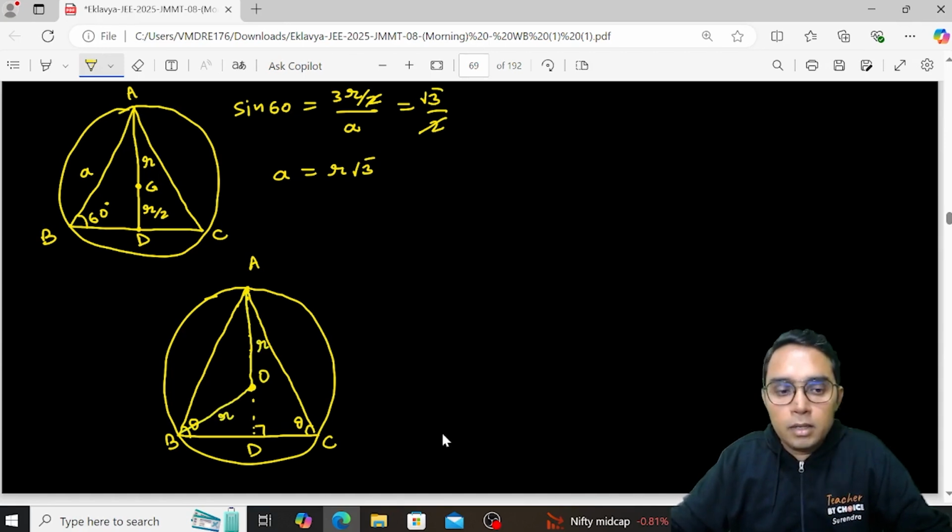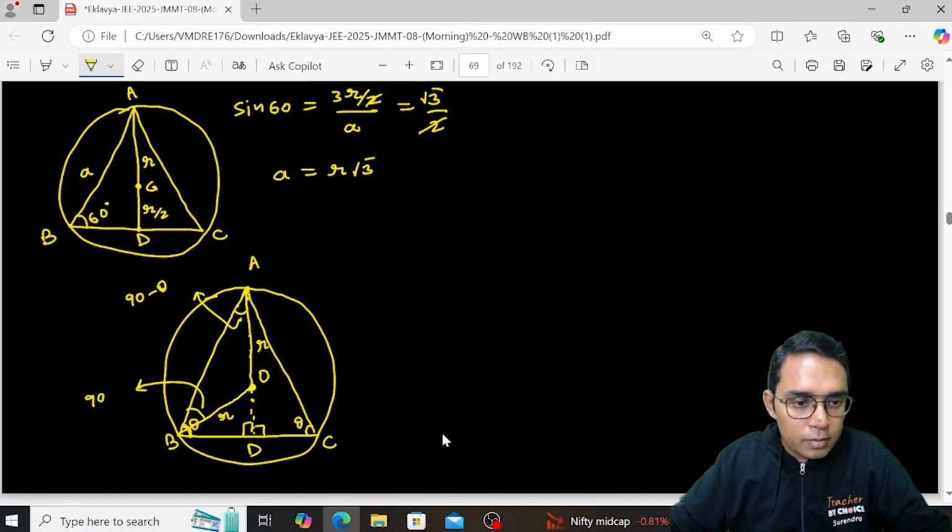Okay, so if this was theta, and one more thing, because this angle is 90 and this was theta, so this will be 90 minus theta. This will be 90 minus theta. Let me write it here. And if this is 90 minus theta, this will also be 90 minus theta.